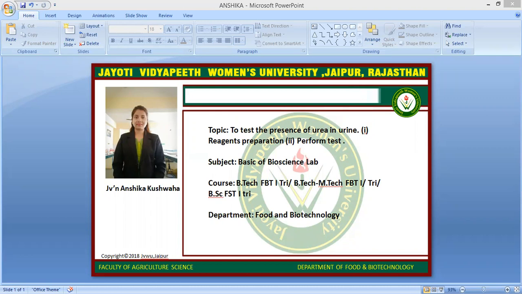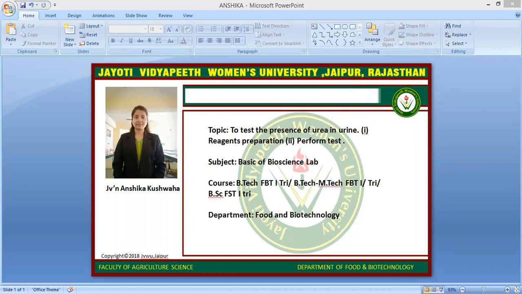And the procedure of this practical is, first of all, take 2 ml of urine sample in a measuring cylinder from the urine sample bottle. Then take a test tube and pour the urine sample into the test tube. Using a dropper, take sodium hypobromite solution. Add a few drops of sodium hypobromite solution to the urine sample.